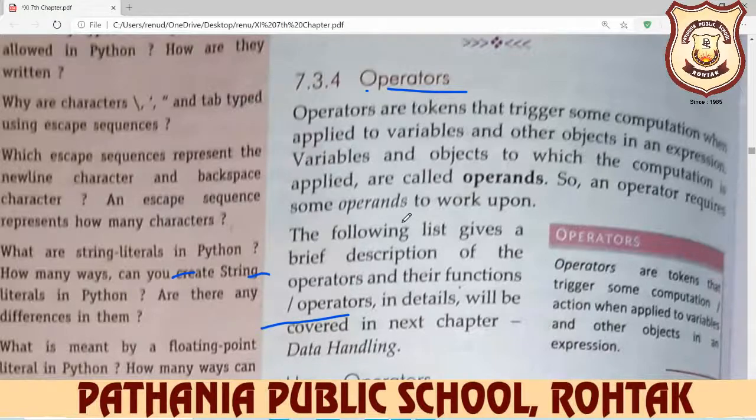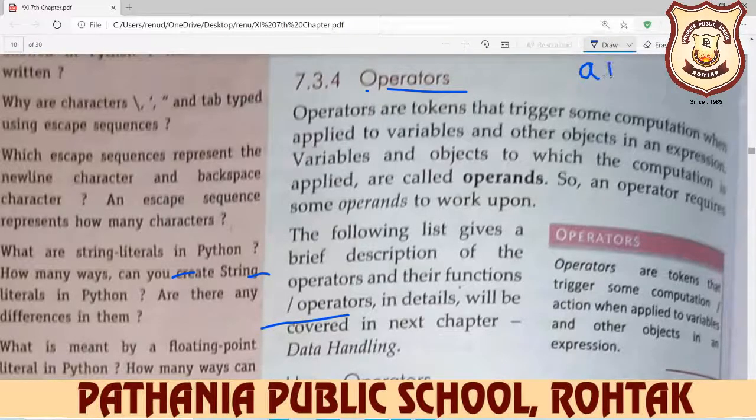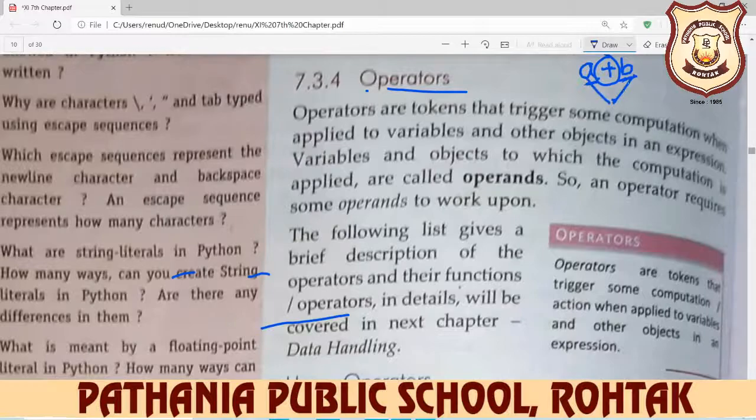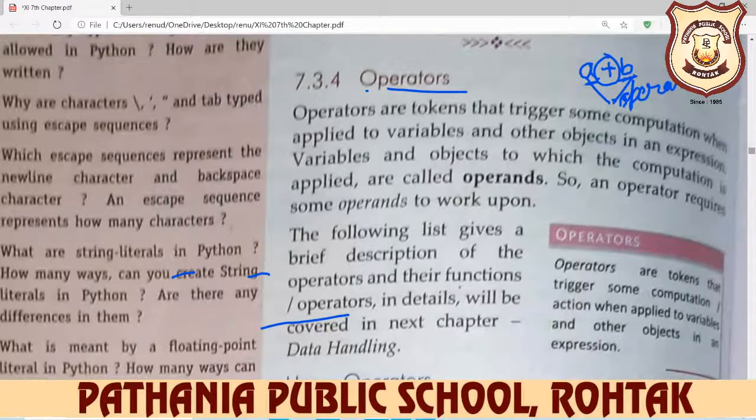For example, you take two variables a and b and you want the addition of these numbers, a plus b, then you use the operator. An operator is always used in combination with operands. For example, we write a plus b. These a and b are your operands, and this plus symbol is your operator.